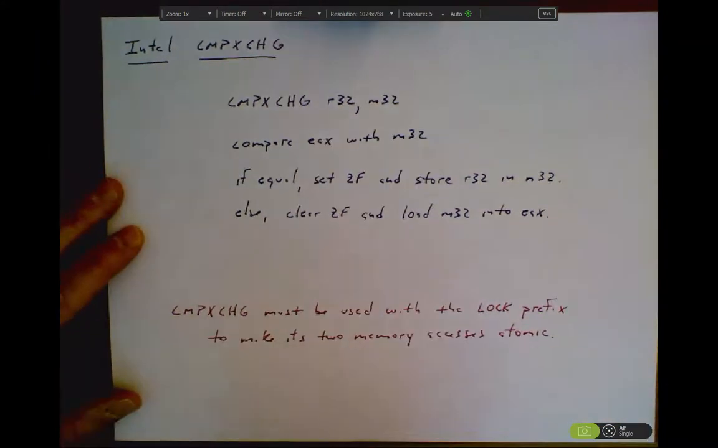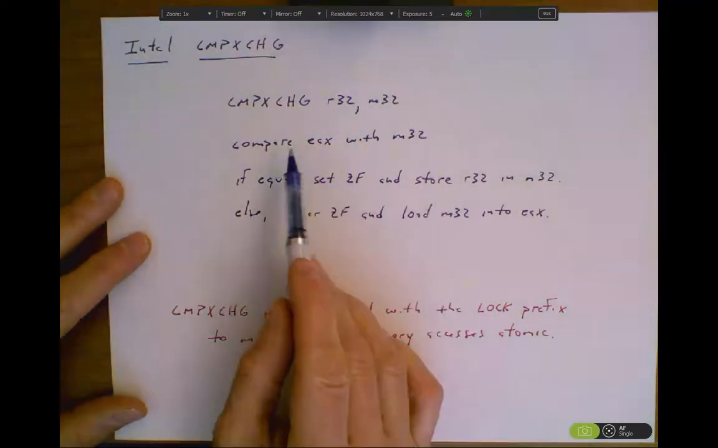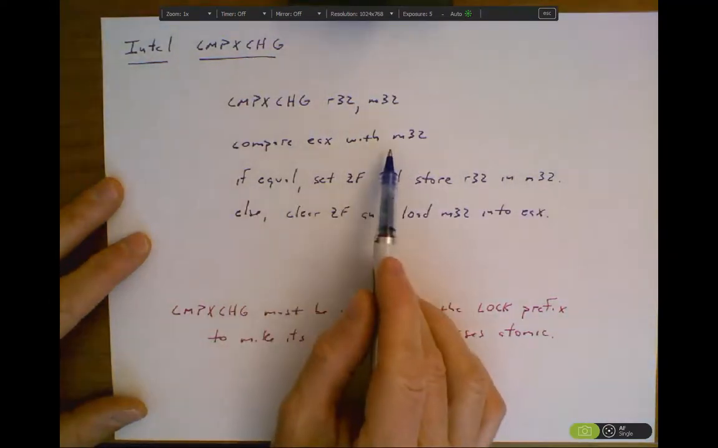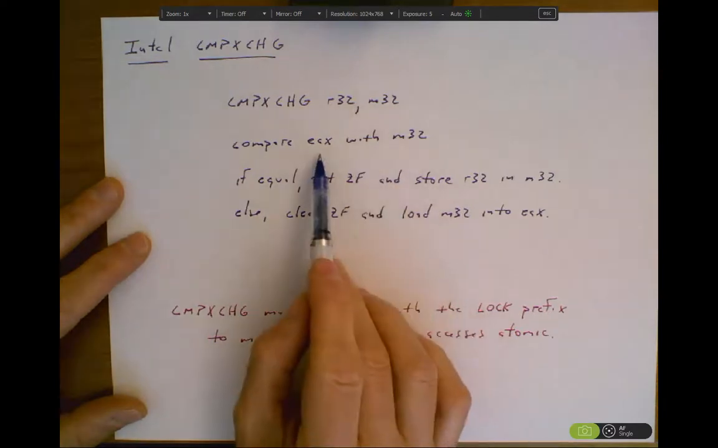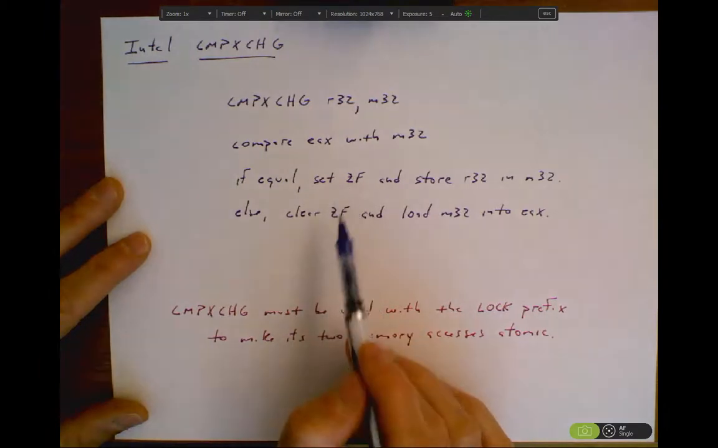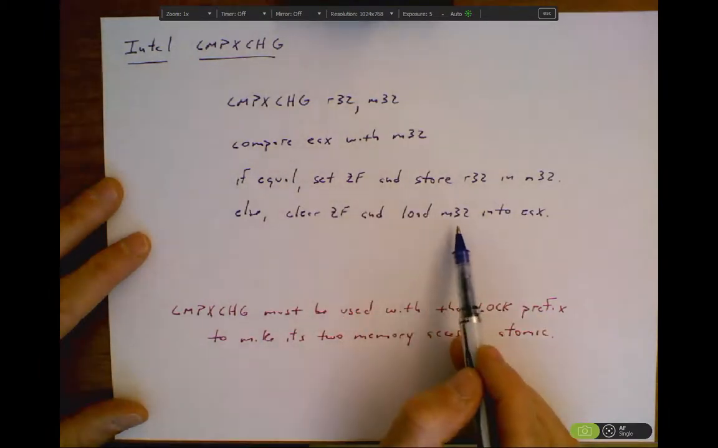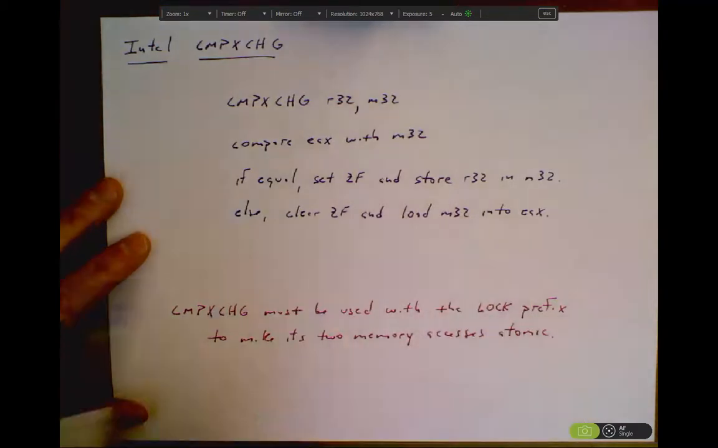And again, what's important to realize is that there's two memory operations here, right? There's the compare, where it's reading the memory operand to compare it with EAX. And then on either of these two if-else branches, it either stores a value into memory or it reads another value. It reads the memory location again into EAX.